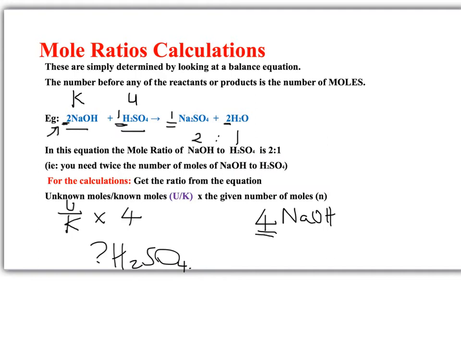So we put that into this ratio here, U over K, the unknown over the known. So it's 1 over 2. So basically you're going 1/2 times 4, so the number of moles of sulfuric acid would be 2. Now this is quite a simple problem when it's just halving or doubling, but it's worthwhile doing the process of unknown over known number of moles when it gets to trickier equations where the ratios are a little bit more complicated.